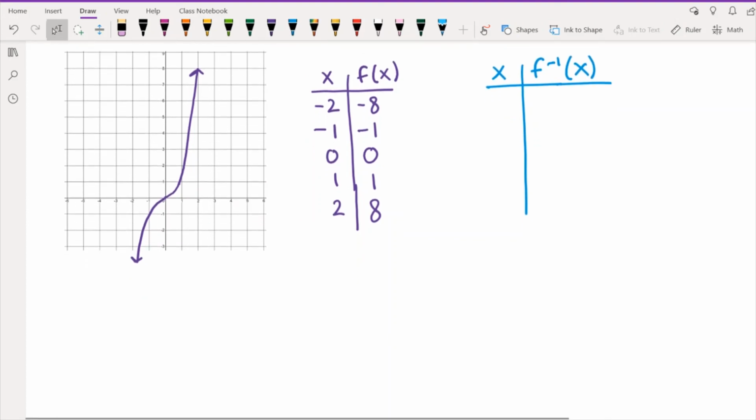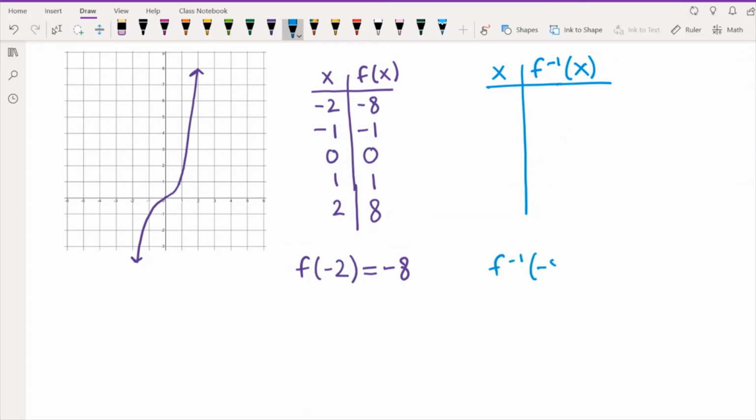So how does this work? Again, let's maybe write down a couple of these a little more explicitly, and then we'll continue to fill out this table. So for example, we know that f of -2 is equal to -8. And so what would that tell us about the inverse function? It would tell us that f inverse of -8 is equal to -2.